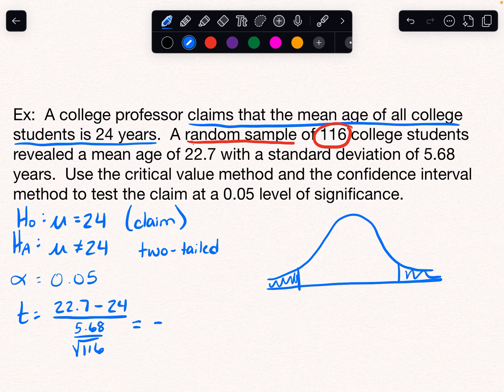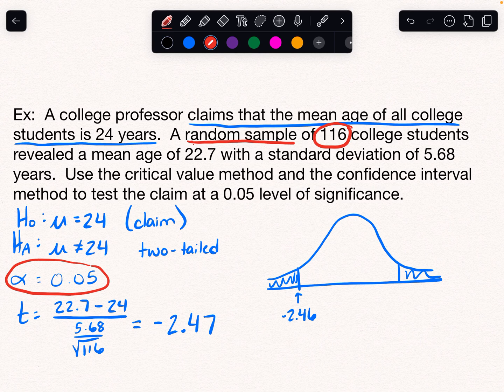Okay, I got negative 2.47 if we round. So this guy is right there. And if we're doing the critical value method, I need to find the critical value associated with my significance level of 0.05. So this is weird, just because it's two-tailed, I feel like it's different than what we're used to.